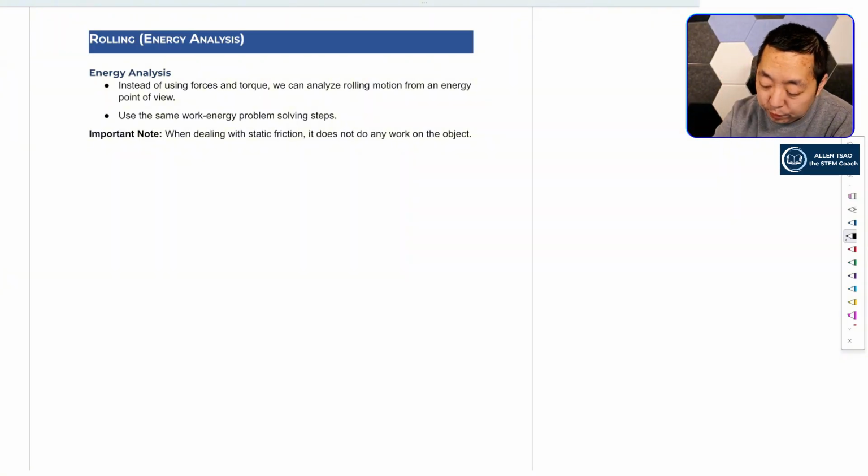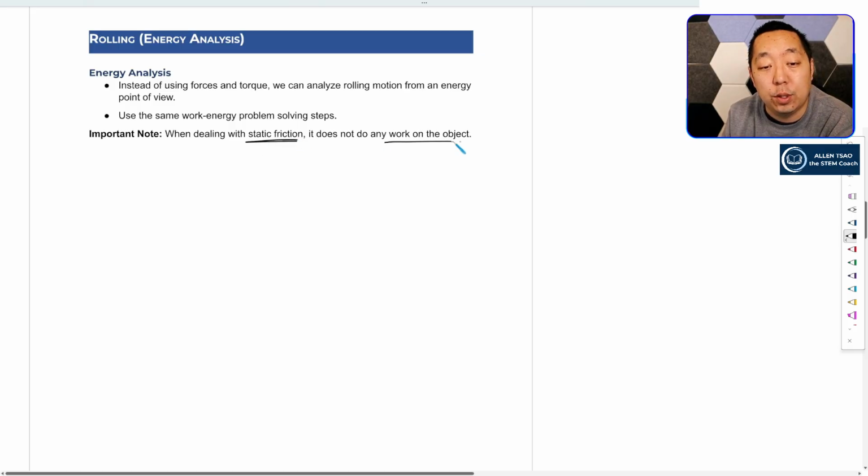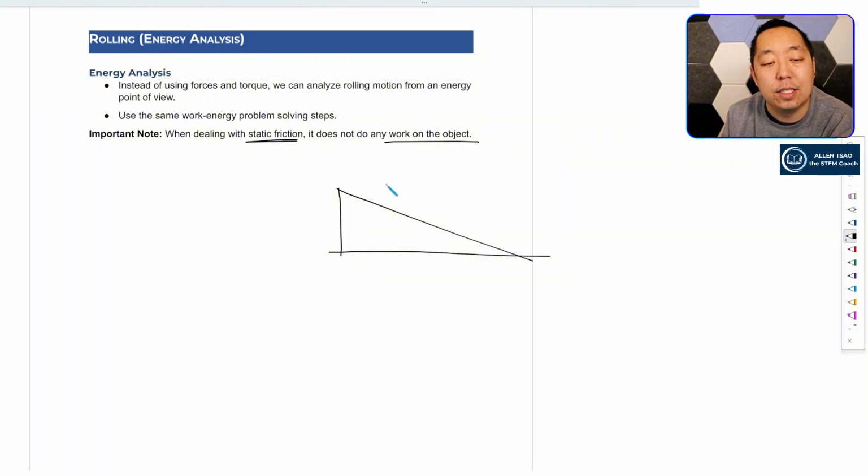So let's revisit rolling. Instead of using forces and torque, when we're talking about rolling motion, we can analyze it from an energy point of view. And so we still use the same work energy problem solving steps. And this is an important note: when dealing with static friction, it does not do any work on the object. Let me give you an example and delve into why that occurs.